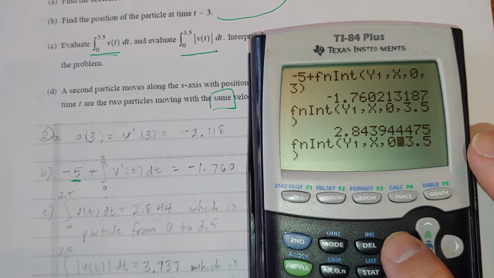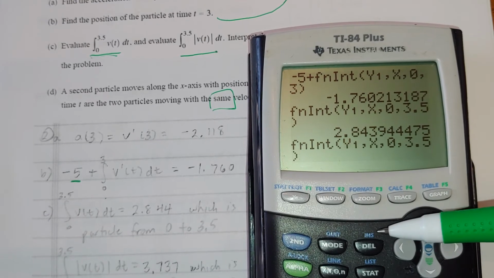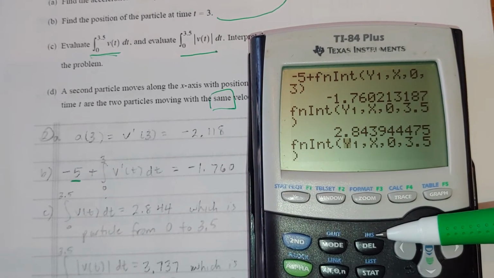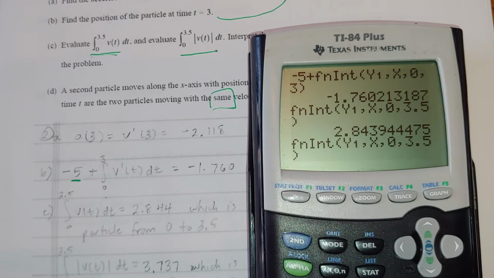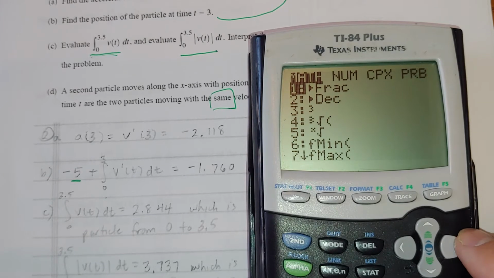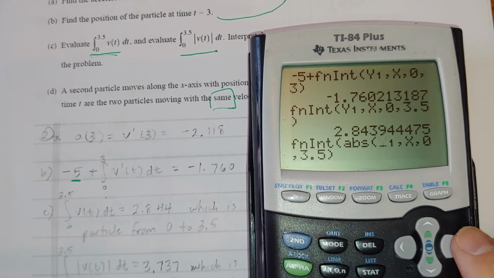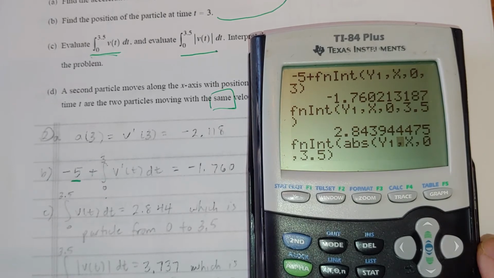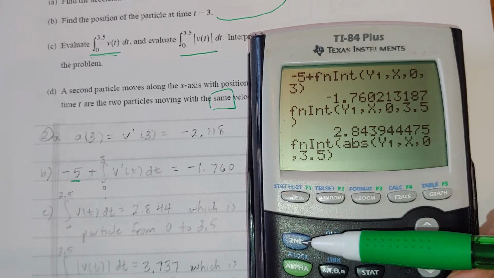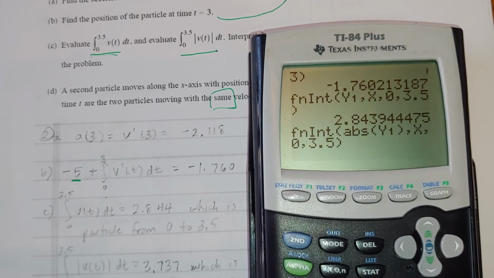And so now I can come back in here, or you can retype the whole thing, and to insert, right above the delete button, there's an insert written in blue, and there's a second here. So I'm going to second insert, and then I'm going to go to math, arrow over to num, and the first thing I see is absolute value. I'm going to go behind and close that parenthesis with, again, a second insert, parenthesis, enter.